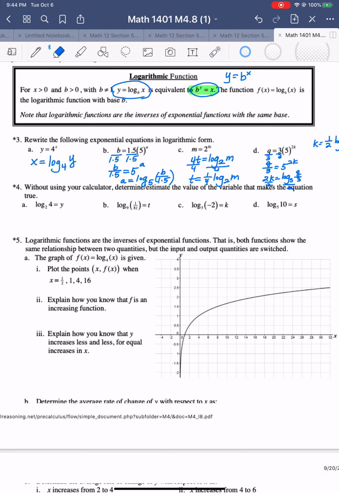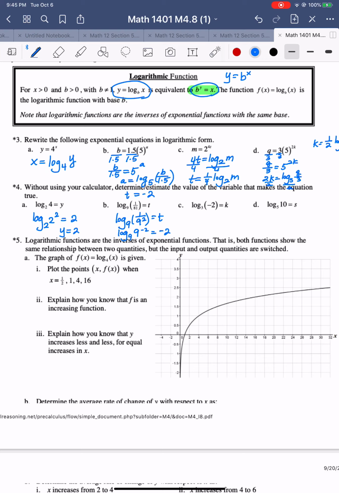Without using your calculator, estimate the value of the variable that makes the equation true. The log is actually the exponent, so instead of 4, I need you to write 4 as 2 squared, which means we know this value becomes 2. So you can say y is 2. Same here: log base 9, but 1 over 81 is the same as 9 to the negative 2, which is still equal to t. If you write again log base 9 of 9 to the negative 2, this becomes negative 2. Now you can say t is negative 2.